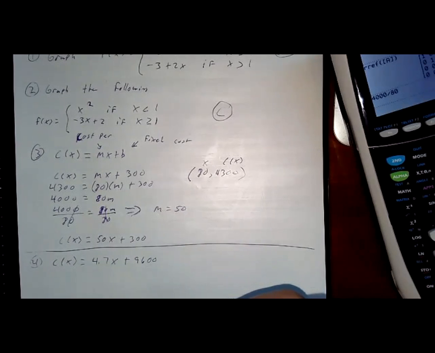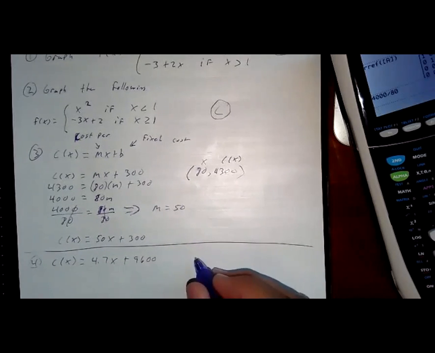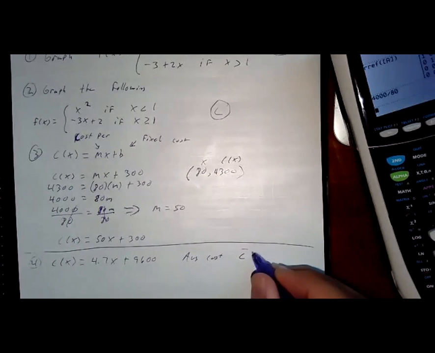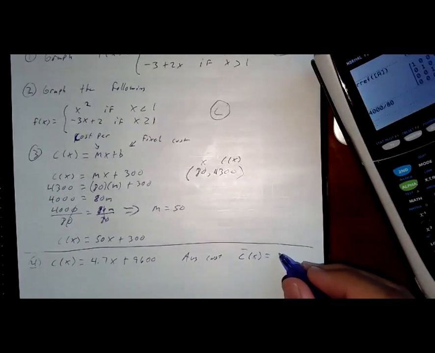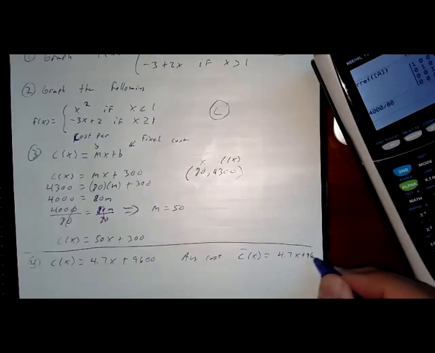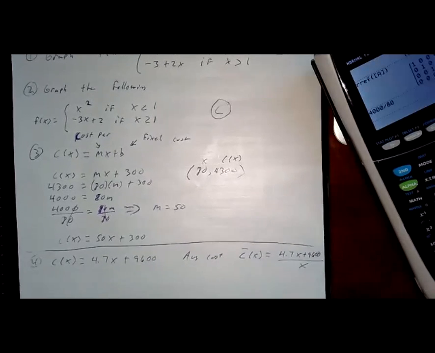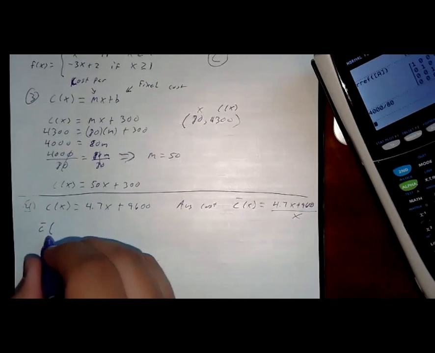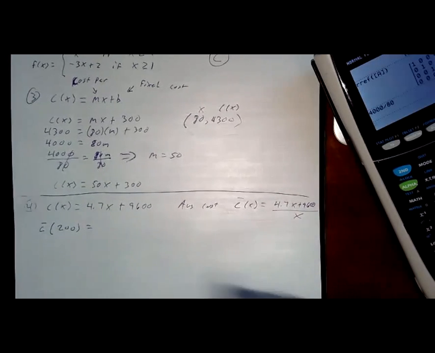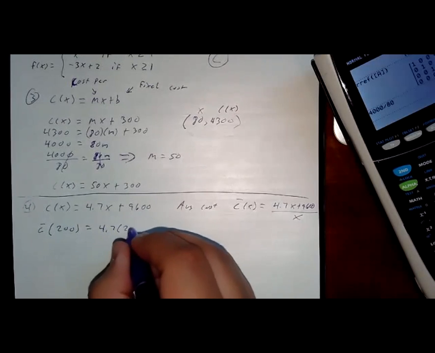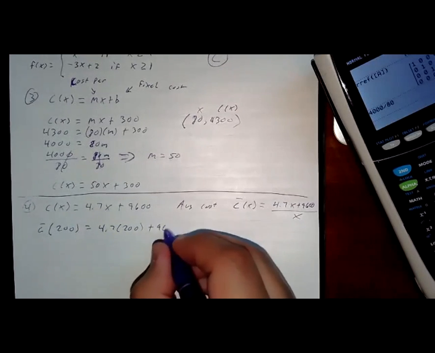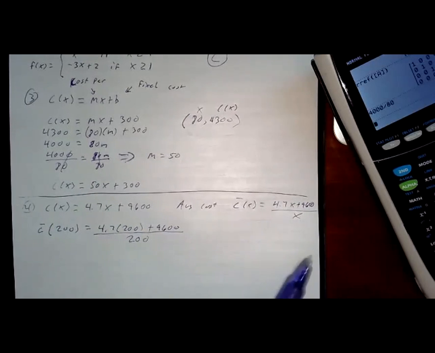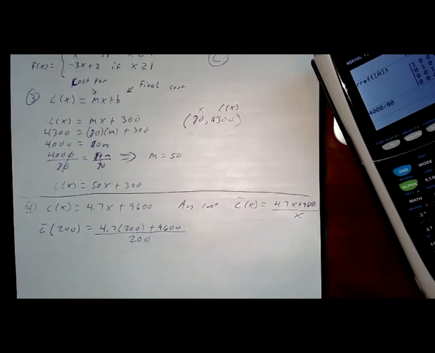And then it says find the average cost of producing 200 items. So remember that the average cost function is written this way, which is just the cost function divided by x. So that's all you do. If they ask for the average cost of 200 items, you plug in the 200, but remember you have an x on the bottom, so the 200 will go down there as well. Divide by 200. So then that'll be your average cost.